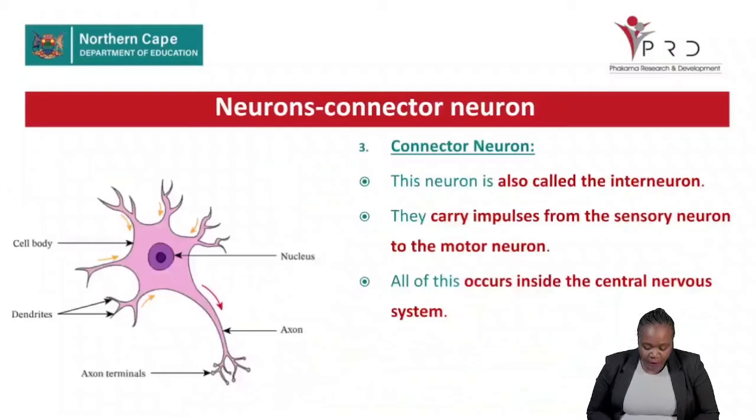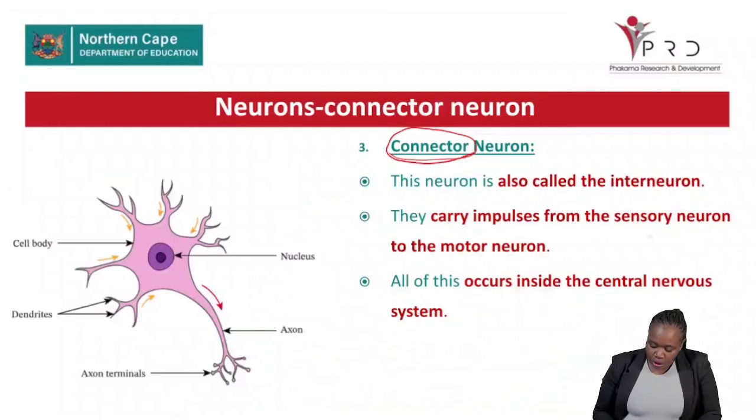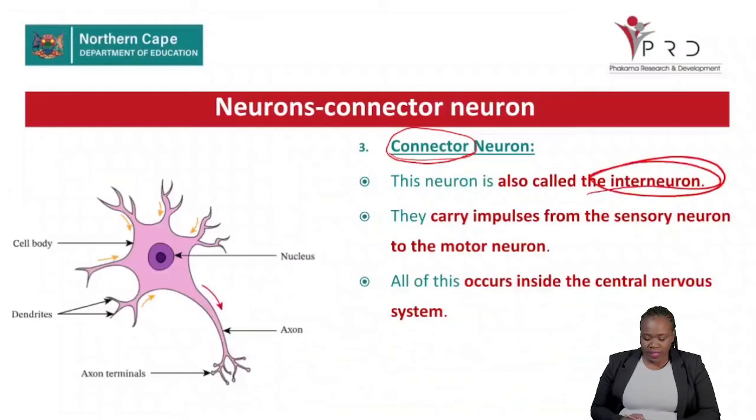The last one that we have, remember we said there are 3 neurons. The last neuron that we have is called the connector neuron, and its function is just that: to connect. It is the connector neuron because it connects the sensory neuron with the motor neuron. So between the sensory neuron and the motor neuron, there is that connector neuron that will transmit impulses from the sensory neuron to the motor neuron. It is also called the interneuron because it is in between these two, right? So the connector neurons carry impulses from the sensory neuron to the motor neuron.